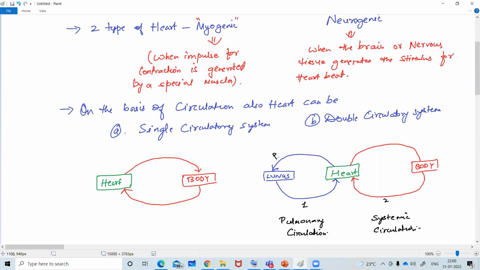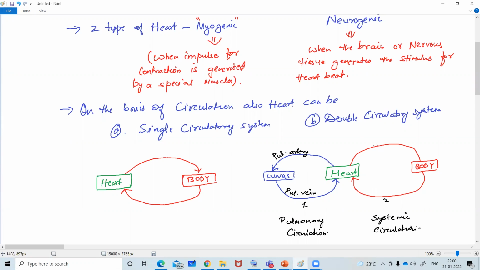So from the heart to the lungs, you have the pulmonary artery. Okay, heart to lungs is pulmonary artery, and lungs to heart is pulmonary vein. Okay, super. What about this?